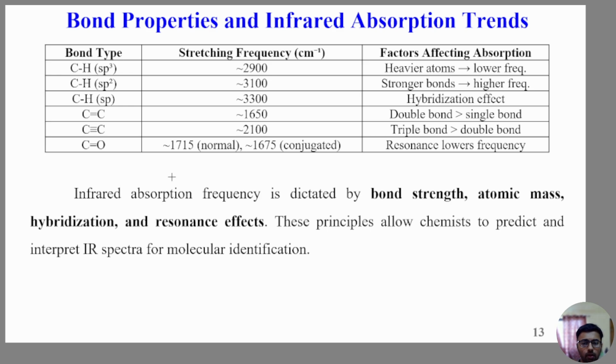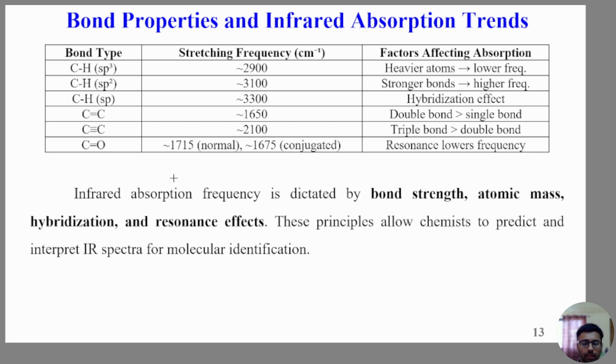So we observe the following trend. Carbon single bond carbon: lower frequency, carbon double bond carbon: higher frequency, and carbon triple bond carbon: even higher frequency. A carbon double bond typically absorbs around 1650 centimeter inverse, but a carbon triple bond carbon absorbs around 2100 centimeter inverse. And again, this follows directly from the force constant relationship.